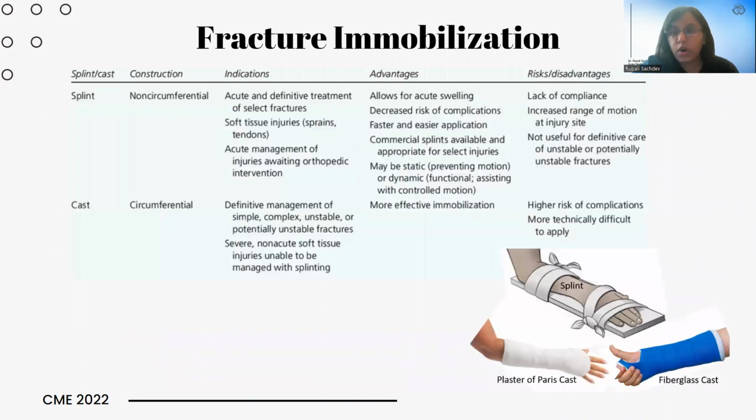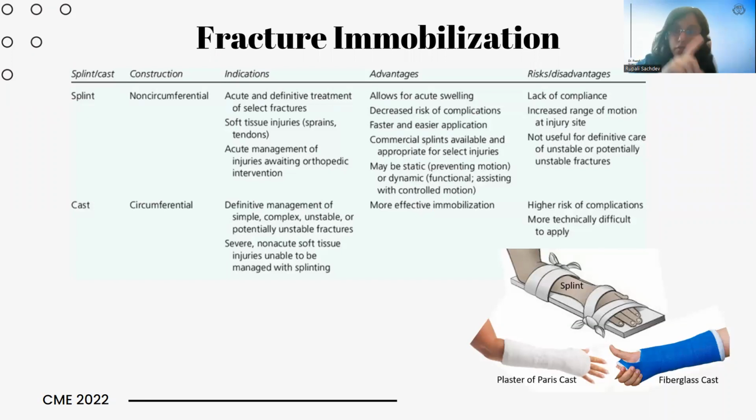Okay. So what is the difference between a splint and a cast? A splint is non-circumferential. Splinting is a basic emergency management that you need to know. If you are working in a PHC, working in rural areas, fractures will come very commonly, and fractures can be identified even without an X-ray. Even on clinical suspicion, you can know if it's a fracture.